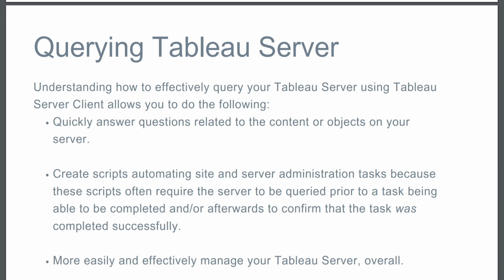2. Create scripts automating site and server administration tasks, because these scripts often require the server to be queried prior to a task being completed and/or afterwards to confirm that the task was completed successfully. For example, we can query the server to get user A's content and automate the transfer of ownership from user A to user B. This task can be completed on a large scale for multiple users in seconds, allowing you to avoid several hundred, if not thousands, of manual clicks on Tableau Server's front end.